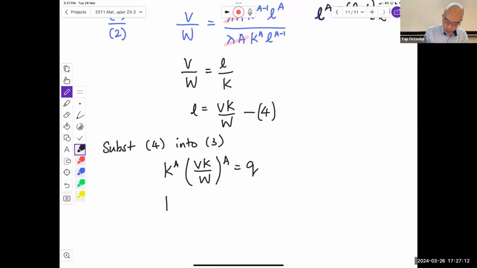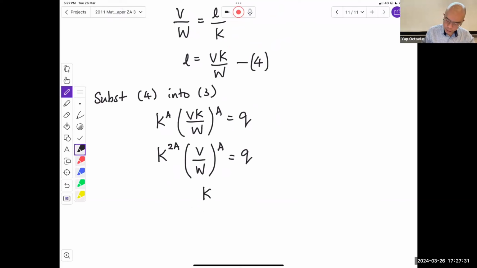So extract the k out. So k to the a multiplied by k to the power a, you get k to the 2a. Now this one, just stay as it is first. Don't move. Okay, so all power a. Then k to the 2a is equals to... divide this away to the other side. So if you divide, it will turn itself. Or you can think of it as multiply term by term.